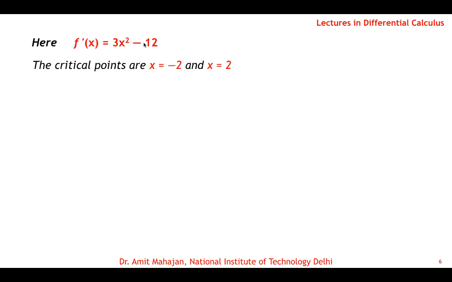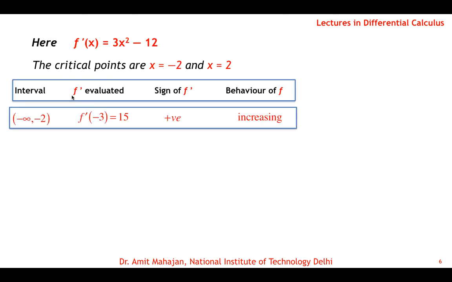So these were the derivative and critical points. Now we have three intervals and we have to evaluate the derivative at any point inside each interval and see what the sign of the derivative is, positive or negative, and the sign will tell whether the function is increasing in that interval or decreasing.